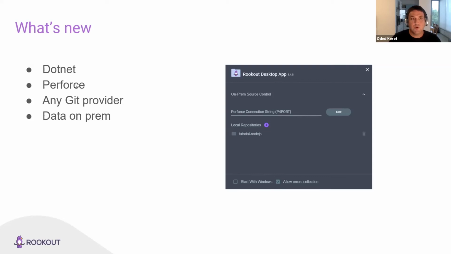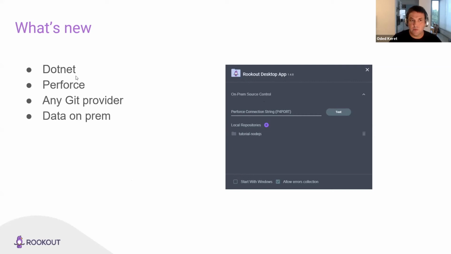Some of the customers we work with do not use Git-based source control tools. Some of them use Perforce, so we've adjusted our desktop application, the Rookout desktop app, to integrate with Perforce, so we can have the same seamless experience of automatically fetching and adjusting to the right revision when using Perforce. And while we are at it, we've also added support for any Git provider.